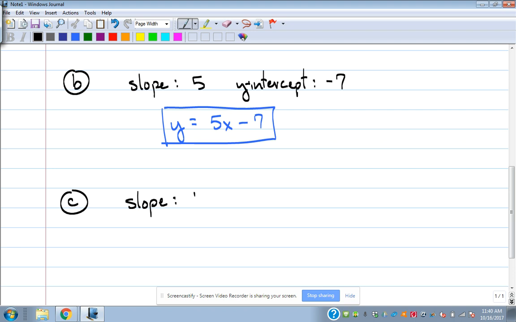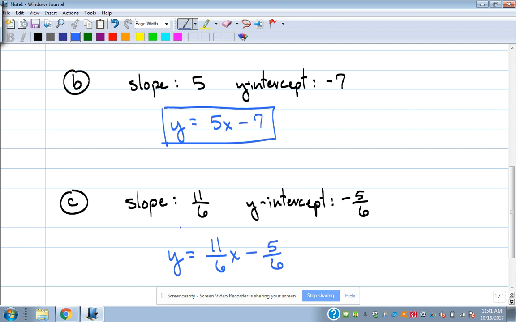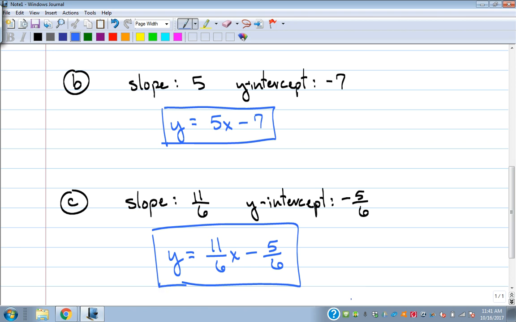Let's do 11 over 6, and the y-intercept negative 5 over 6. So your y-intercept could be a fraction too. What's our equation? 11 over 6x, and then minus 5 over 6. Slope always goes in front of x. Y-intercept always hanging on the end there. That part really is that easy.